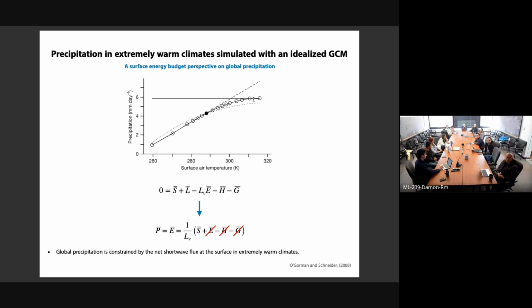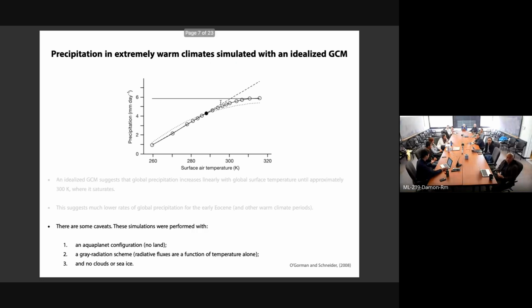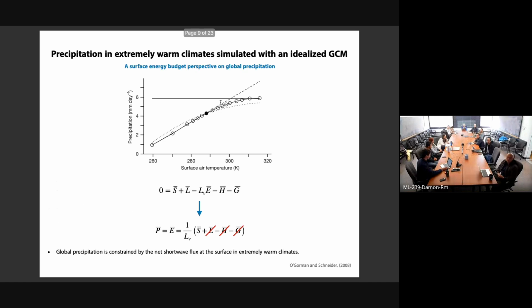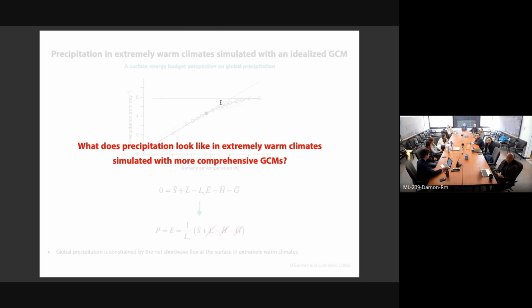And actually it starts to say that if you didn't trust this kind of linear hydrologic sensitivity, there'd be lower estimates of precipitation in extremely warm climates. But again, I said there were these big caveats. So what does this look like in more comprehensive models? The big question we have here is, what does precipitation look like in extremely warm climates with these comprehensive GCMs?